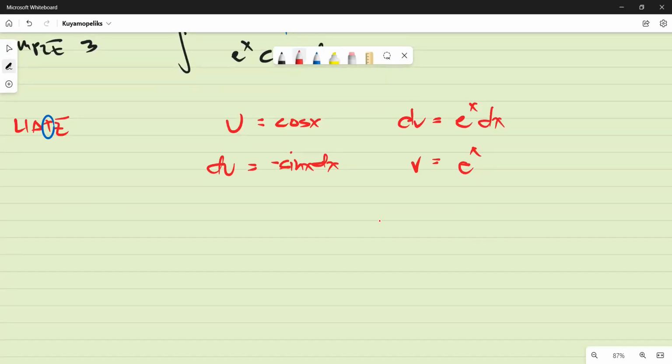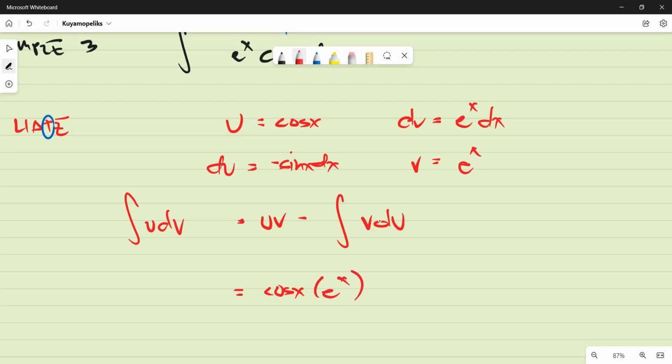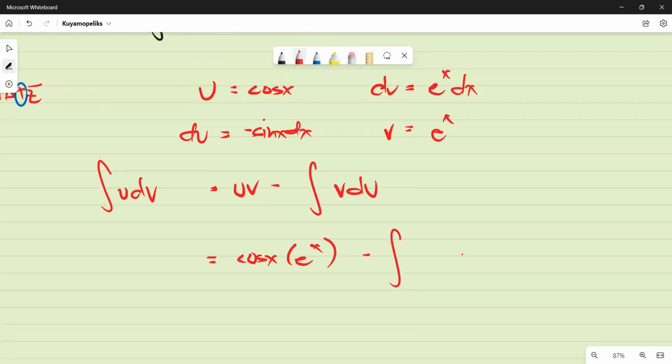Kompleto na yung ating ingredients para i-plug in sa uv minus integral ng v du, that is equal to integral ng u dv. Di ba? So, paano yan? Ano yung u natin? Cosine x. Ano yung v? E raised to x. Minus integral ng v. Ano yung v natin? E raised to x. At ano yung du? Negative sine x dx.